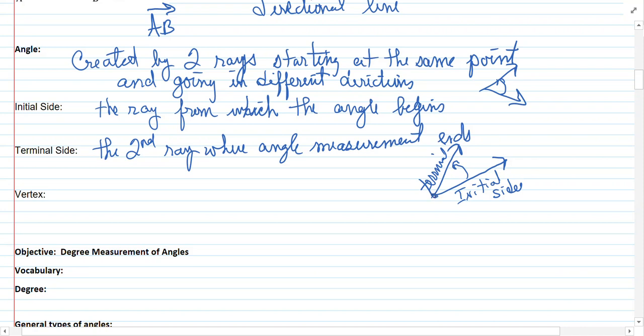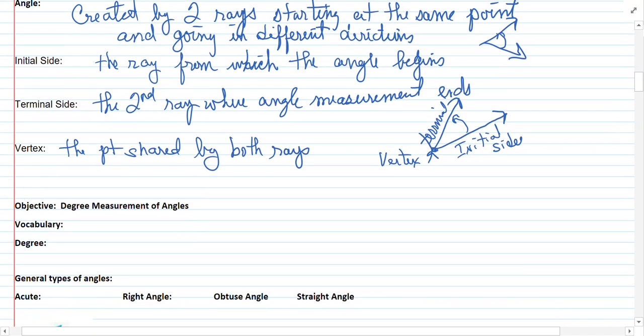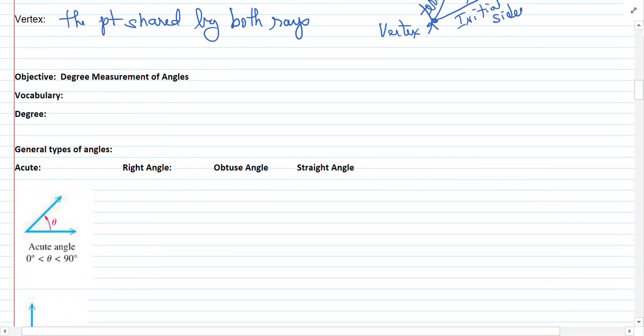And then the most important part is the vertex. The point shared by both rays. So there you have it. Okay, just vocabulary. So now we're talking about degree measurements. And degrees are very interesting. They go from 0 degrees to 360 degrees, creates one circle.